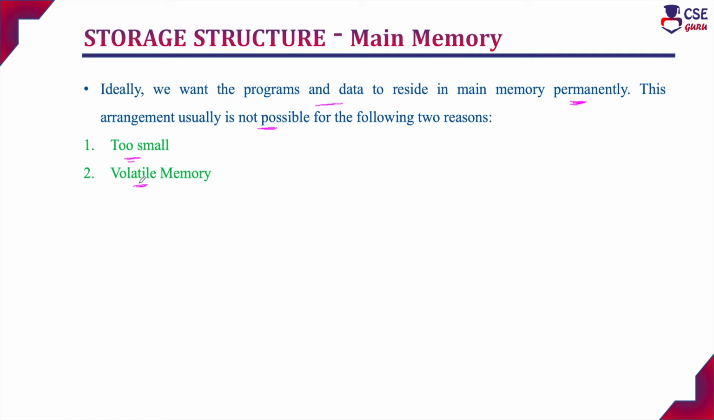What do we mean by volatile and non-volatile memory? Volatile memory means once the power is switched off, the data will be erased. We will lose the data. Till the power is on, data will be retained. Non-volatile means even if you switch off the power, the data will reside in the memory. Because of these two reasons, we cannot store data and instructions permanently in the main memory, because it is too small and volatile in nature.